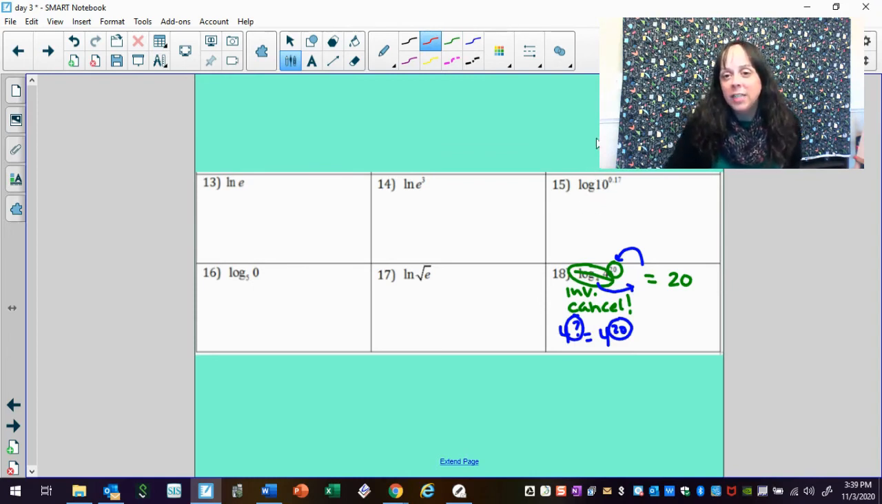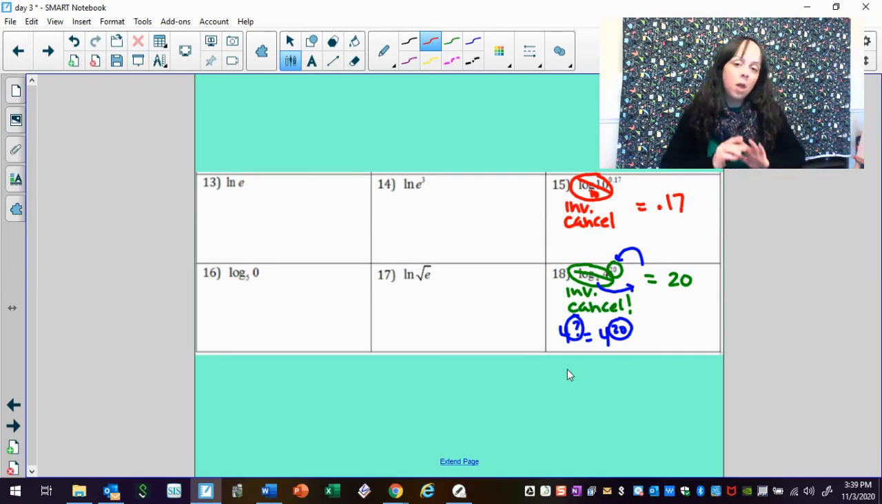It's number 15. This guy, when it just says log and the base isn't written, remember that base is a 10. So log base 10 of 10 to a power, those guys are going to cancel. Our answer is just 0.17. No work needed because you know that those inverses cancel out. And it just saves you a lot of time if you can see that. Okay.